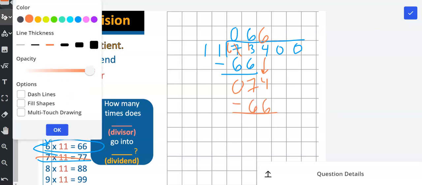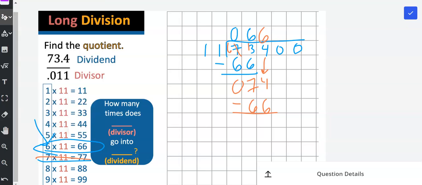And then I subtract again, so I'll switch colors one more time. Borrow from the 7, make it a 6, and make this 14. 14 minus 6, that gives me 8. 6 minus 6 is 0. And then bring down. Okay, how many 11s go into 80? Well, 88 is too much, so we're going to use 77.